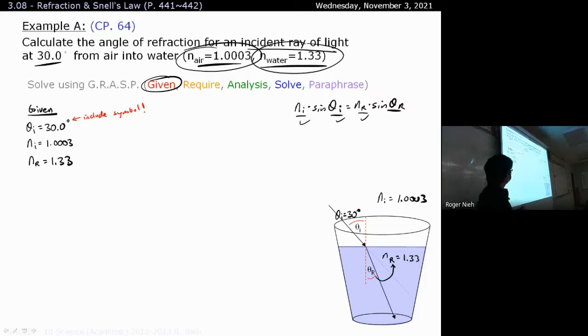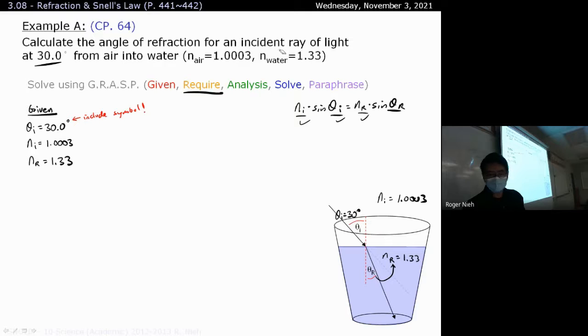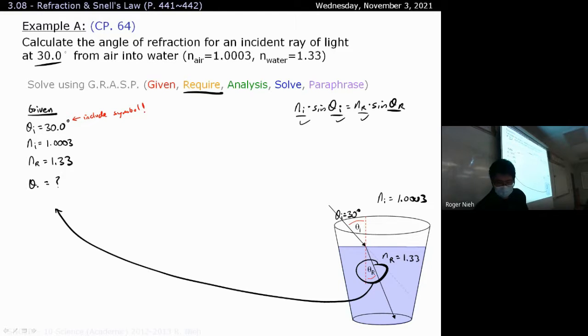So there are our givens. Theta I is 30 degrees because the story tells you, calculate the angular refraction of an incident ray of light at 30 degrees from air into water. So once your givens are laid out perfectly, you can move on to the next one, which is your require. You could write down the word require, but internationally, we know that a question mark tells the reader this is what we're trying to look for. And yes, this is what we're trying to look for right here, theta R.